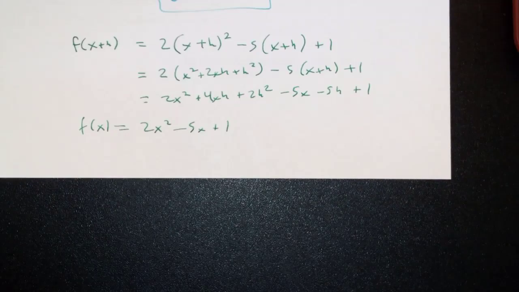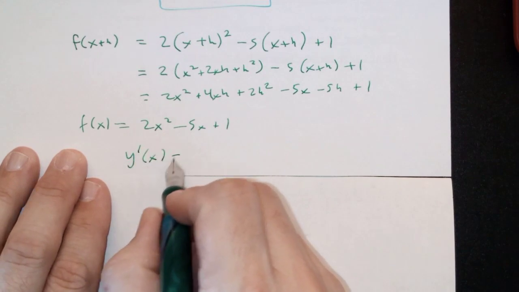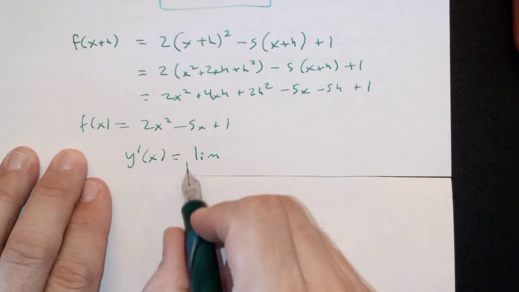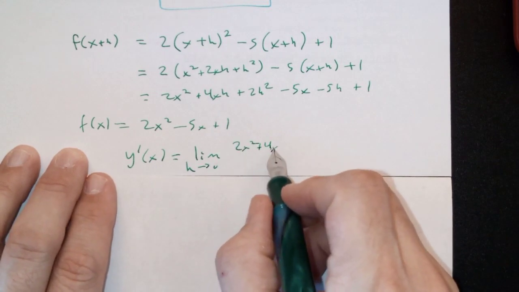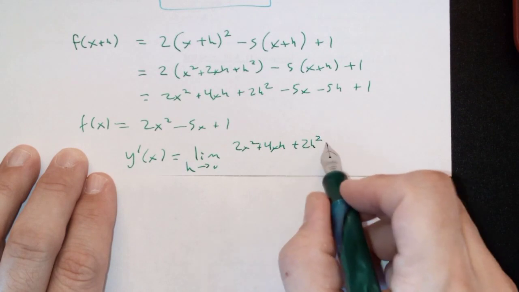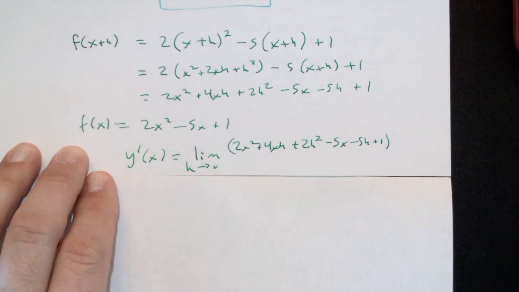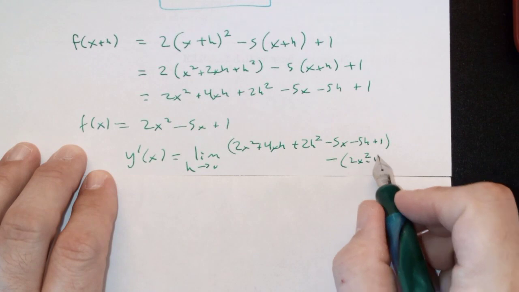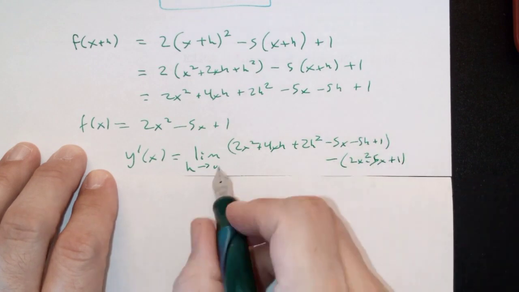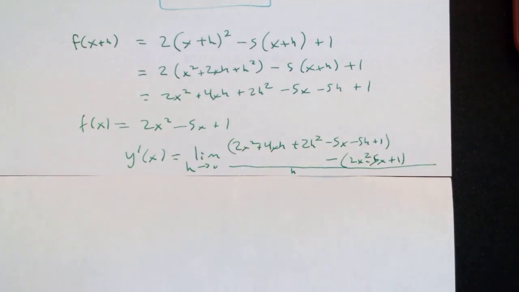Now let's set up the same limit. Y prime of x is the limit as h goes to 0 of 2x squared plus 4xh plus 2h squared minus 5x minus 5h plus 1. Good Lord, that's long. Minus this 2x squared minus 5x plus 1, all over h. I ran out of room right there at the bottom of the page. I apologize for making that h so tiny.